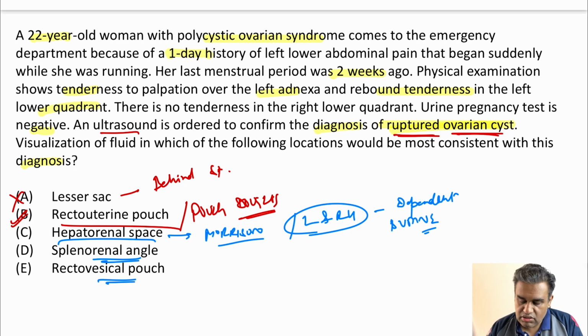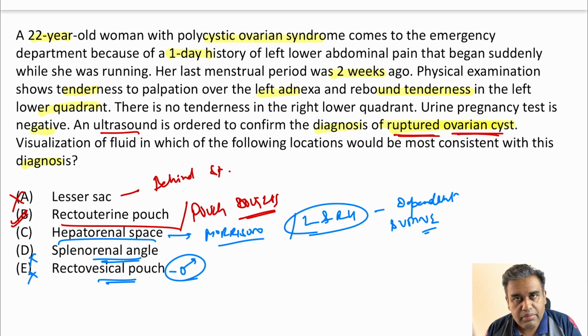Rectovesical pouch: see, the rectovesical pouch is seen in males. For males, we don't have a uterus. We have a rectum, and in front of that we have the urinary bladder. So again, we can rule out options D and E. Splenorenal angle again is the upper abdomen part. So what we are left with is simply the recto-uterine pouch, or the pouch of Douglas.